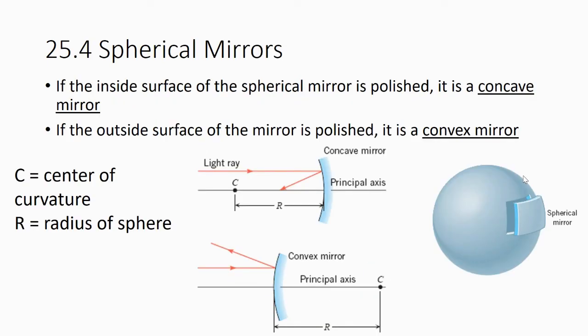Now let's talk about spherical mirrors. And we have two types of spherical mirrors, concave and convex. So if the inside surface of the spherical mirror is polished, it's a concave mirror.